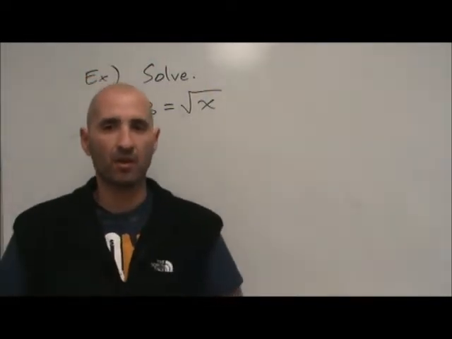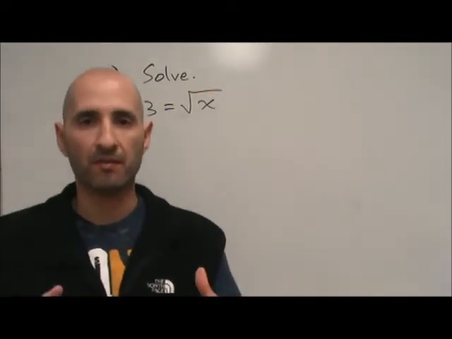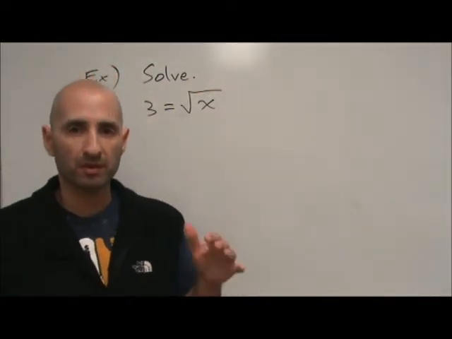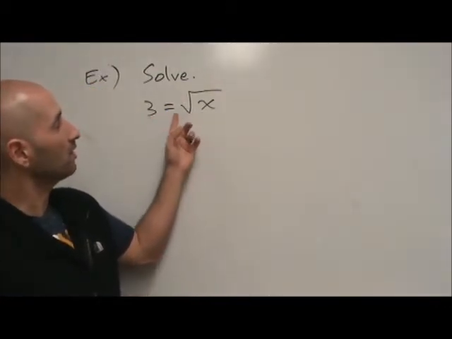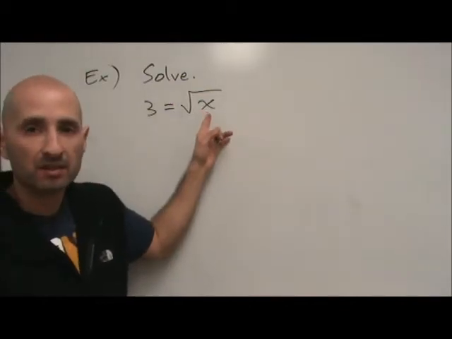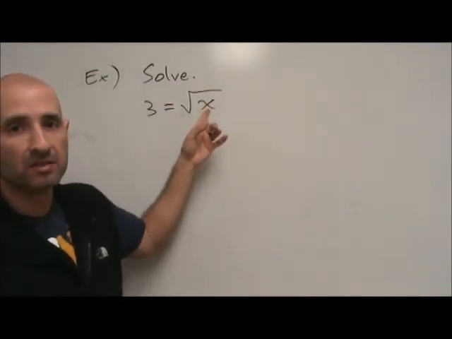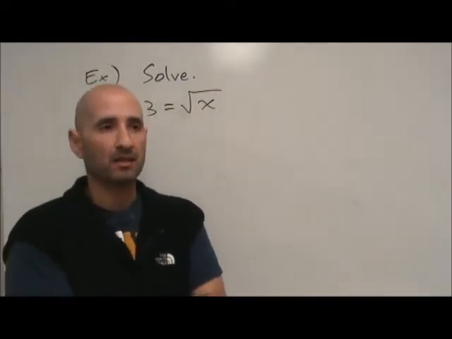This section involves solving radical equations. A radical equation is one in which the variable we're solving for falls underneath a radical sign, such as in this case. This is saying 3 equals the square root of x. So the idea is to solve for x here, find the value of x, that is, that makes this equation true, which you could probably do in your mind.